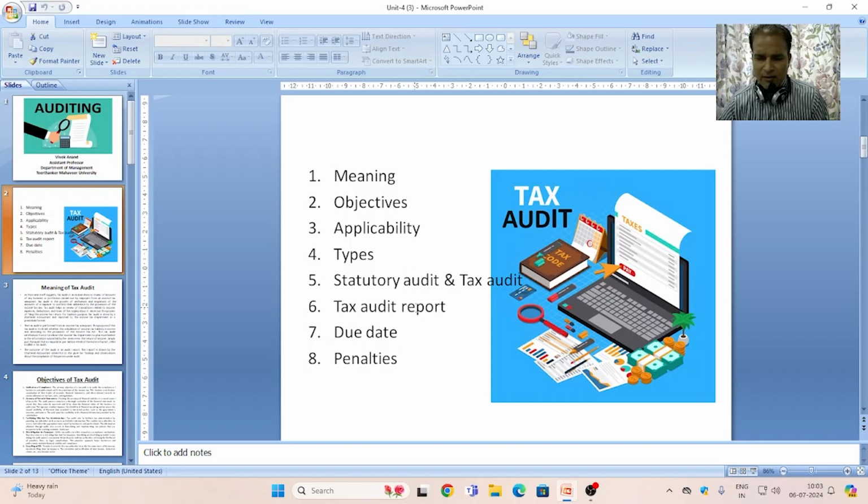Then we will discuss the tax audit report, that is the end product of the tax audit process. We will also discuss the various types of SSC who are entitled to submit their income tax return by a prescribed date from the Income Tax Act 1961. And if any SSC fails to conduct a tax audit, if he is required to, then what penalties are there? So we will discuss all these subtopics under the main topic, tax audit. So let me start from the meaning of tax audit.